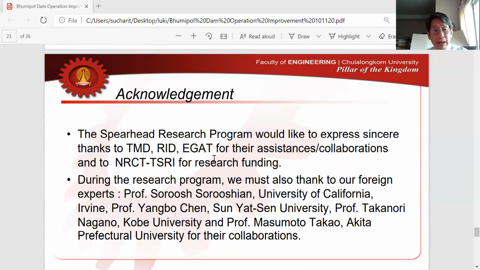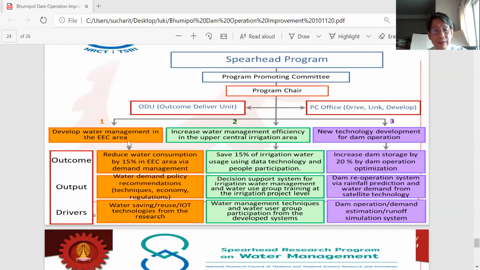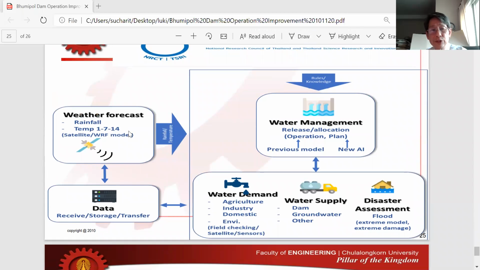For this program, we have a lot of cooperation from TMD, RID, and ICAT under the funding from ARCT and TSI. The research program is under the CPA head, and I am the program chair. We have three areas. One is the management in the EEC area. Second is the management of water efficiency in the upper central plain, which is the one that I explained. And next, we combine it with the dam operation, to increase the dam storage in the dry season. This is the idea to combine each module together as a system. This is a special research program that we created in these 2 or 3 years so that we can foster researchers to produce work that matches government policy.